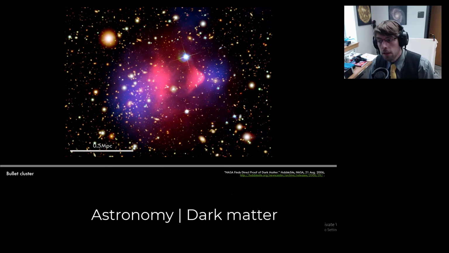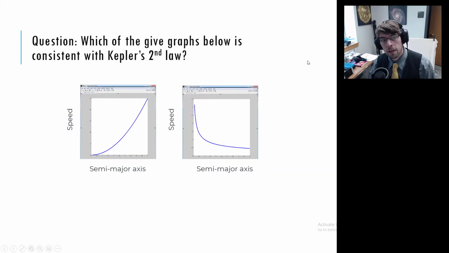So let's get going. First off, I have a question for you, namely a reminder question, a review question. So right here: which of these two graphs below is consistent with Kepler's second law? Go ahead, take a minute, see if you can hack your way through that. Got it?